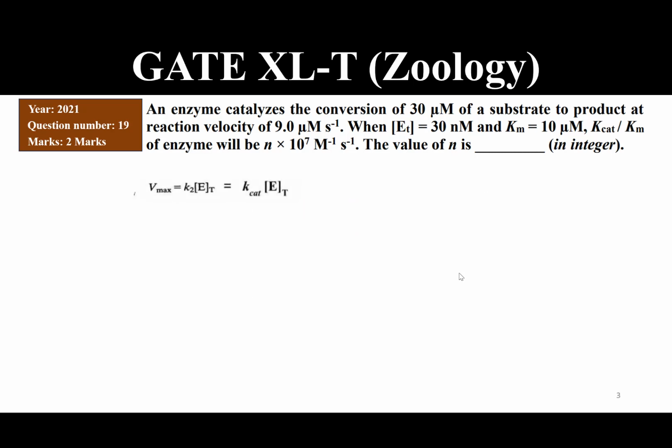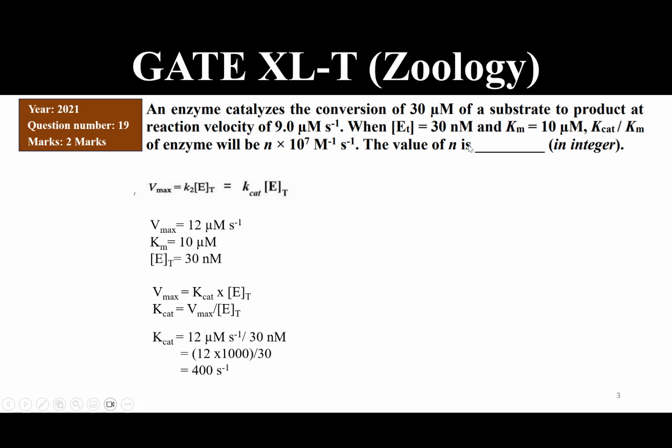Now, moving ahead, we have also been given the value of ET. So if we solve using that equation, which is Vmax is equal to K2 into ET, where K2 is here Kcat, so Vmax is equal to Kcat into ET. And then we already have this information: Vmax we have just solved as 12 micromole per second, Km is given here as 10 micromole, and ET is also given here as 30 nanomole. So if we substitute the values into the equation of Vmax is equal to Kcat into ET, we find the Kcat, which is 400 per second.